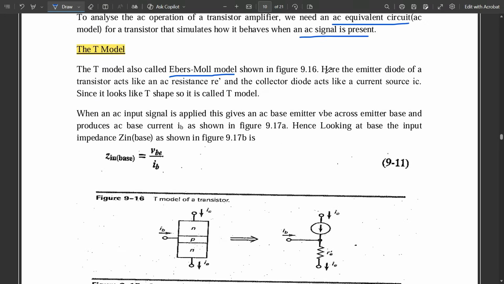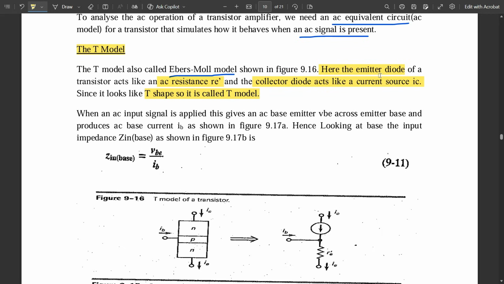Let's get to that later. Here in this T model, what is its functioning? Here, the emitter diode of a transistor acts like an AC resistance re dash. What do you mean by re dash, the AC emitter resistance? Already I've told you in my previous video, re dash is equal to 25 millivolt divided by IE. You remember it, right? So the emitter diode of a transistor is acting like an AC resistance. The collector diode acts as the current source IC. Since it looks like a T shape, that's why it is called a T model. Keep this in mind.